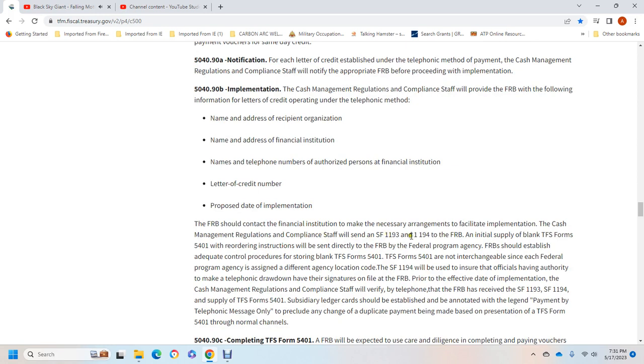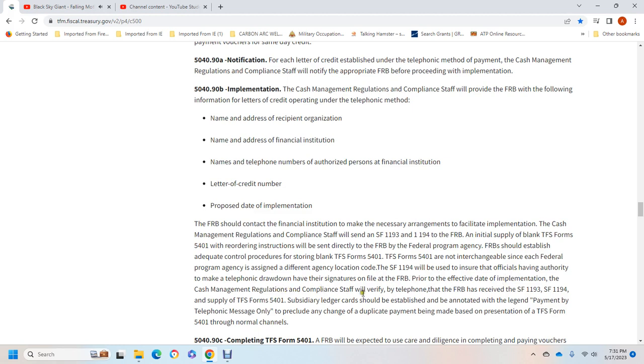Cash management regulation compliance staff will send the forms 1193 and 1194 to the Federal Reserve Bank, and the initial supply of the forms 5401. Reordering of the forms instructions will be sent directly to the Federal Reserve Bank Federal Programming Office Agency. The Federal Reserve Bank shall have adequate control to proceed with storing blank 5401 forms. Forms 5401 are not interchangeable, since the Federal Program Agency assigned different agency location codes. The codes on form 1194 will be used to ensure that officials have the authority to make telephonic drawdown with the signature file with the Federal Reserve Bank prior to the effective date of the implementation.